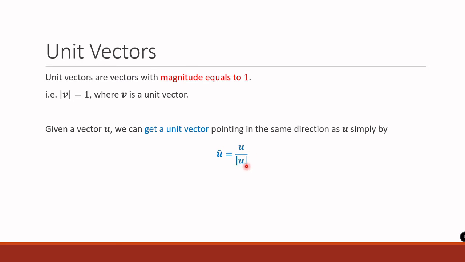Something like that. We denote the unit vector with a hat. This is called a hat. u hat is a unit vector with the same direction as the vector u. Alright, so that's what I said, the hat.